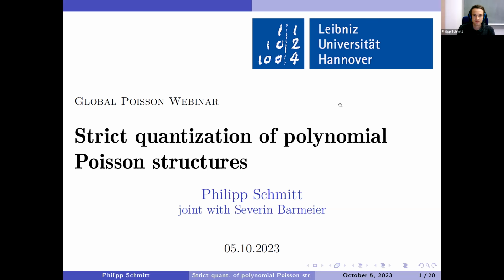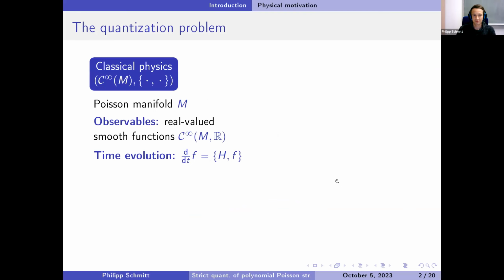So the plan for today, or let's just dive right in. If I can change my slides, then we can dive right into the motivation that comes from physics. And I want to keep this brief because I assume that most of you are familiar with this.